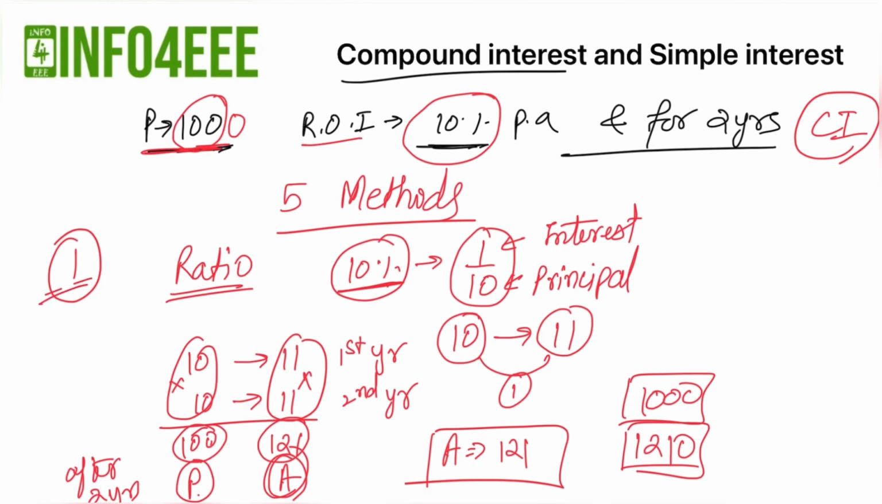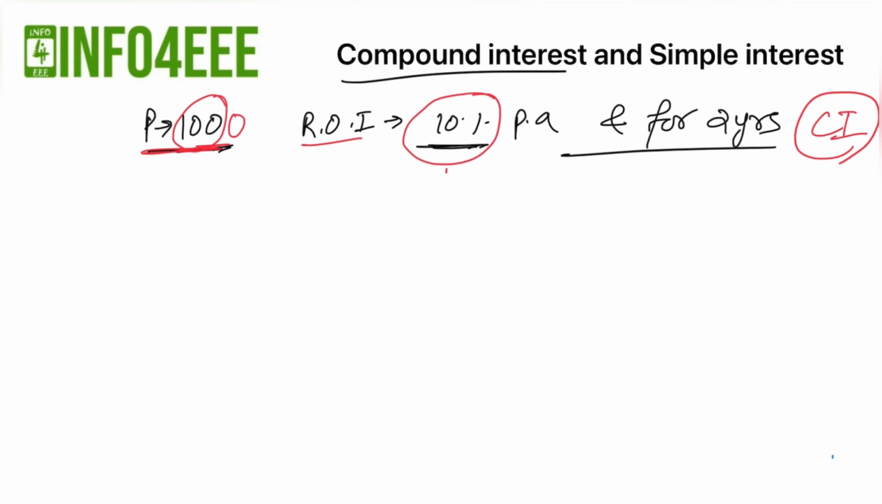Now let's see the method 2. So in method 2, what you need to do is you need to use one formula. This formula is nothing but AB formula.